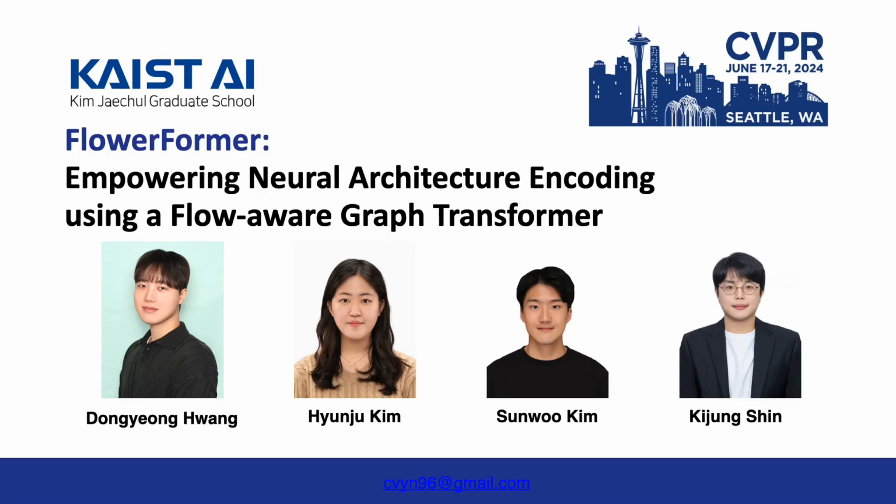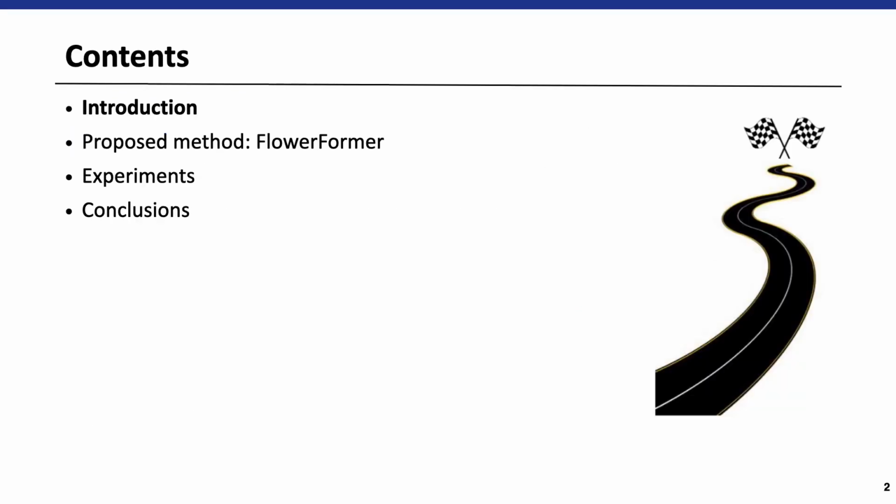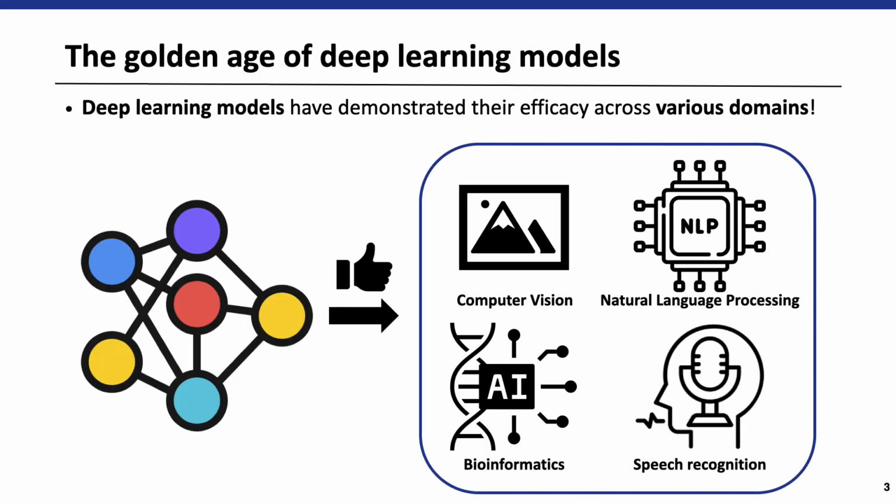Today, I will present our paper named FlowerFormer: Empowering Neural Architecture Encoding using a Flow-Aware Graph Transformer. Let me begin. I will start with an introduction.